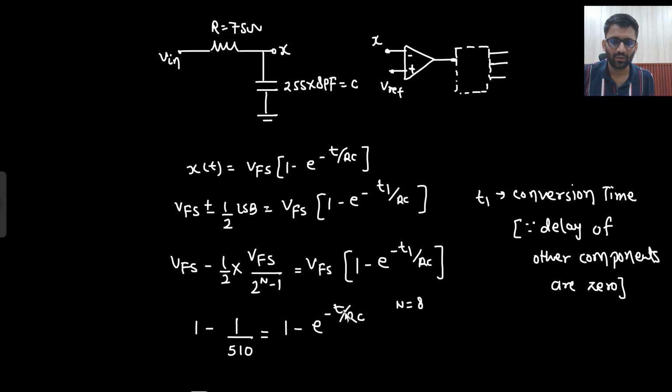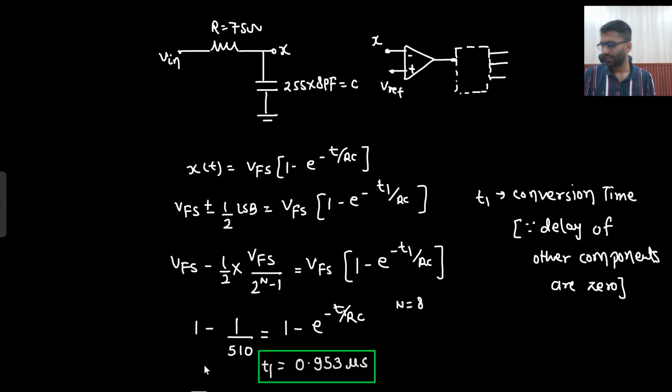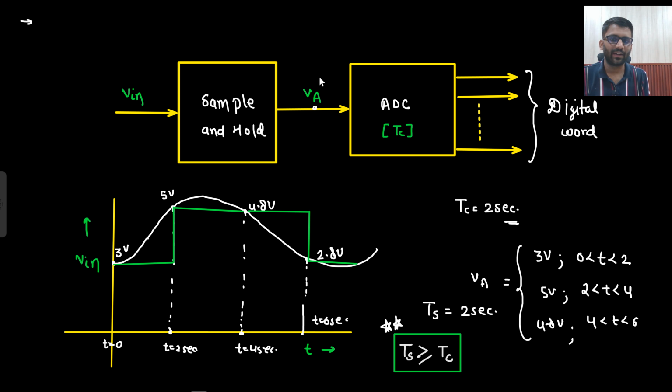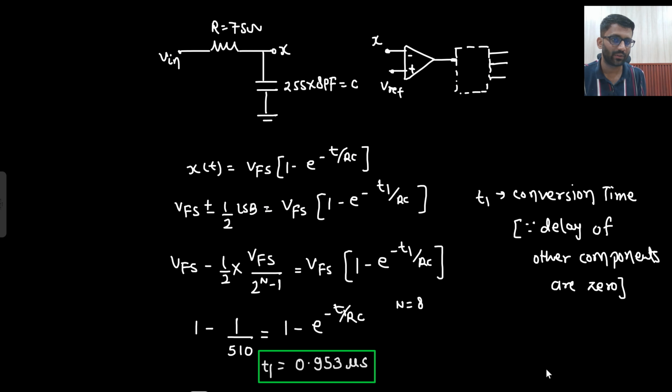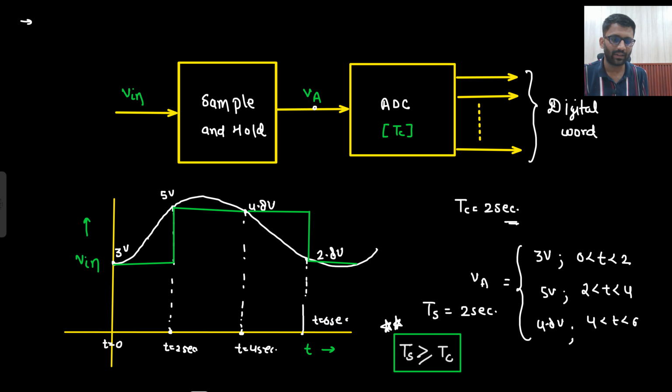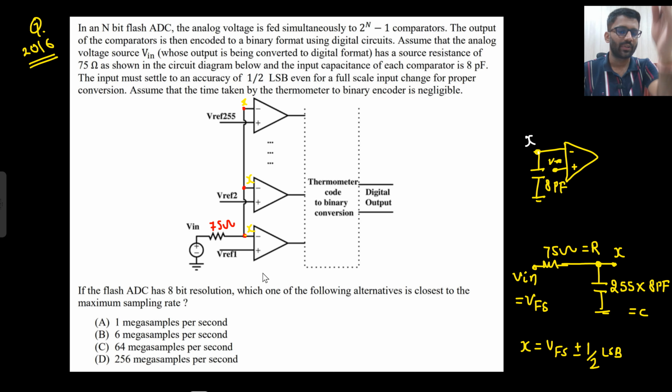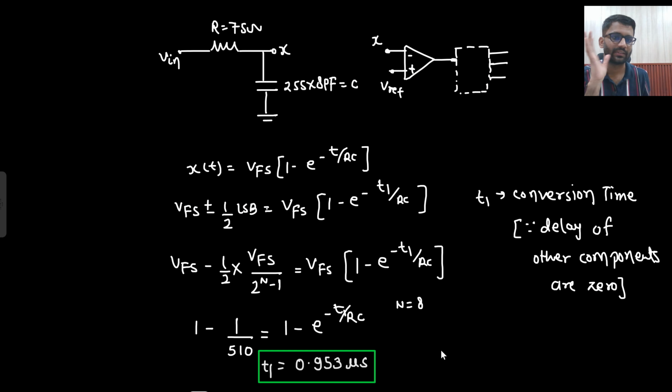So now I will solve and find the value of T1. Mark that the R value is 75 ohm and the C value is this much. I will solve it by pausing the video and write down the answer. After solving it, I am getting T1 equal to 0.953 microsecond. That means your sample and hold circuit should give a window of at least 0.953 microsecond so that it becomes stable here and then gives the corresponding outputs. Did you understand this point or not? So I need a window of 0.953 microseconds.